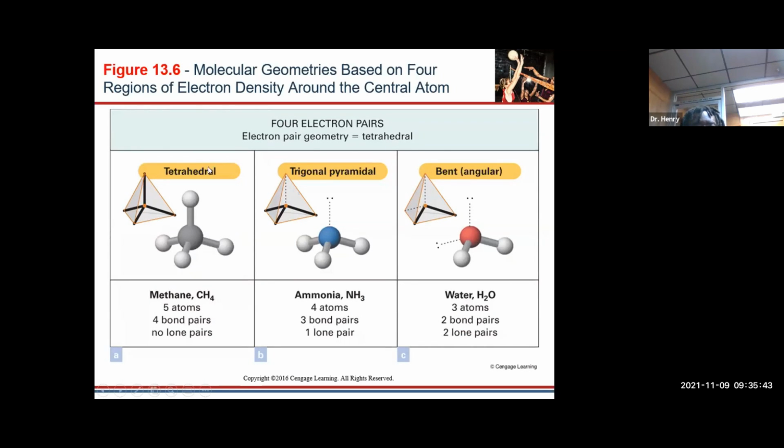Okay, so in all 3 cases, the electron pair geometry is going to be tetrahedral. So you have 4 things attached to each of those. But the molecular geometry is going to change. In the case of methane, it's going to be tetrahedral. It's going to be exactly the same thing. In the case of ammonia, you're going to just see the 3 hydrogens attached. So this guy is going to be trigonal pyramidal. And then in the case of water, this guy is going to be bent. Okay.